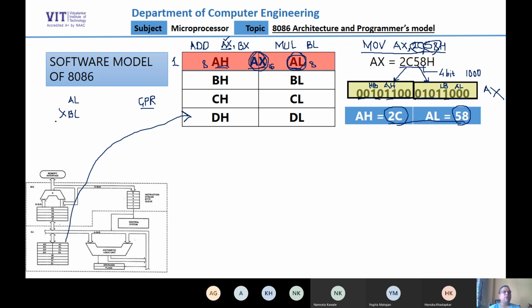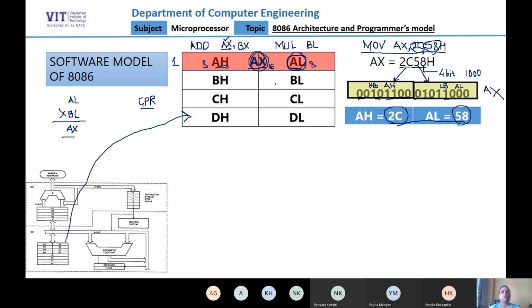And if I multiply two 8-bit numbers, it may happen that the result may exceed 8 bits. So the result is by default stored in AX, not in AL. By default, it will be stored in AX. So in the instruction, have I mentioned AL as the operand? I have not mentioned. By default, the processor has taken it as one of the operands.